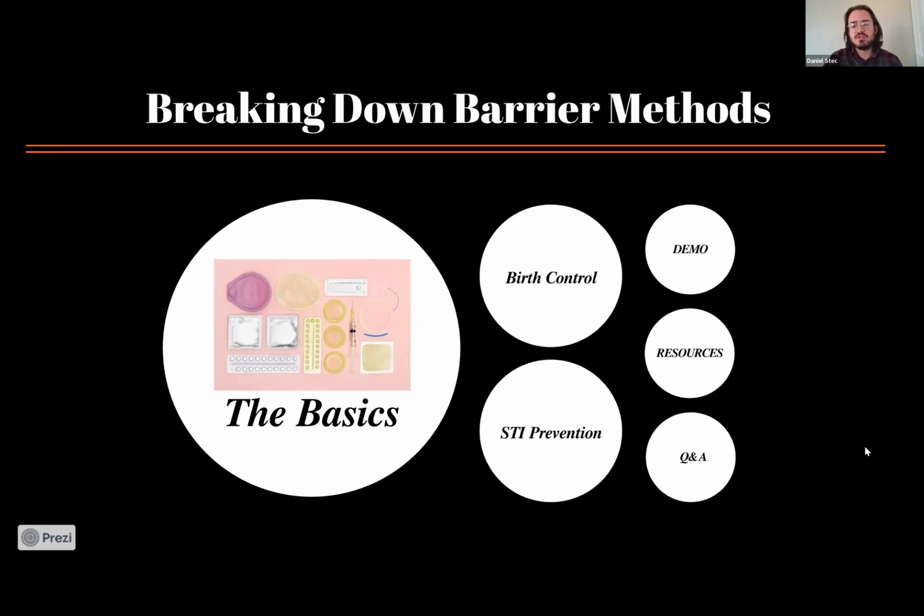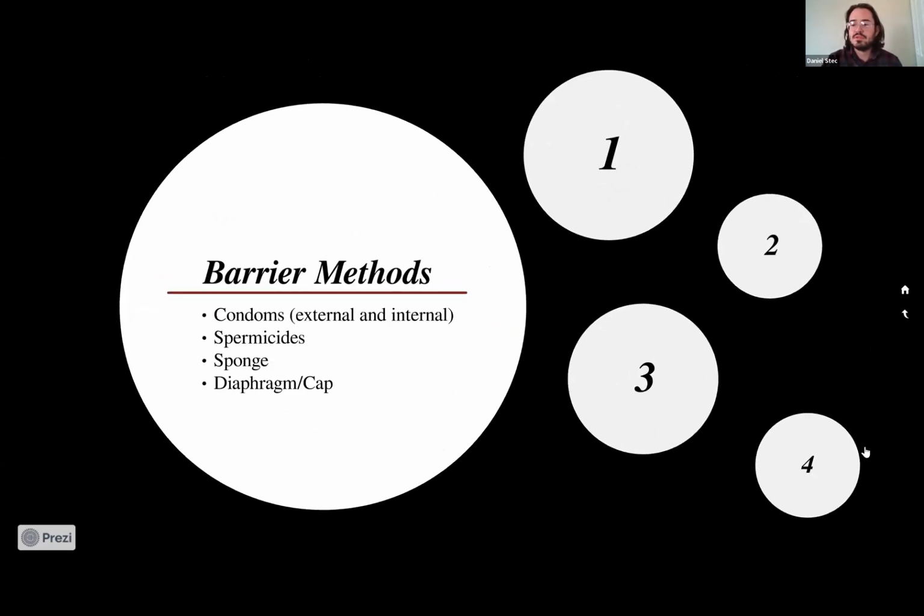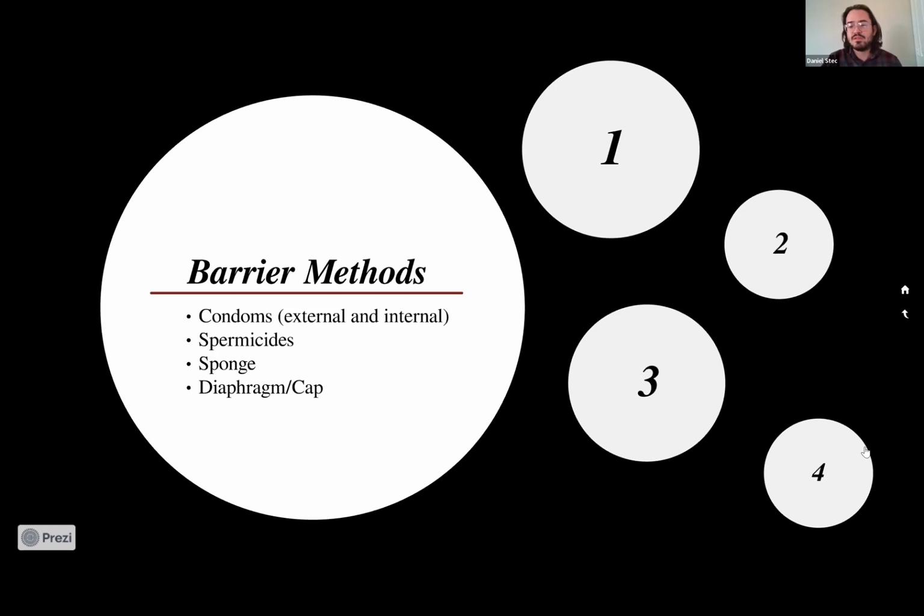So, as I mentioned, there are 2 main categories for barrier methods. One is birth control, but then there also are barrier methods that really focus on STI prevention, and of course some that do both. So we're going to jump in here first to birth control. The 4 categories that are considered birth control options with barrier methods are condoms, which include both external and internal condoms, spermicides, sponge, and then the diaphragm and cap. So we're going to jump into each of these individually and cover a lot of information about some specifics, and then we'll jump over into STI prevention.